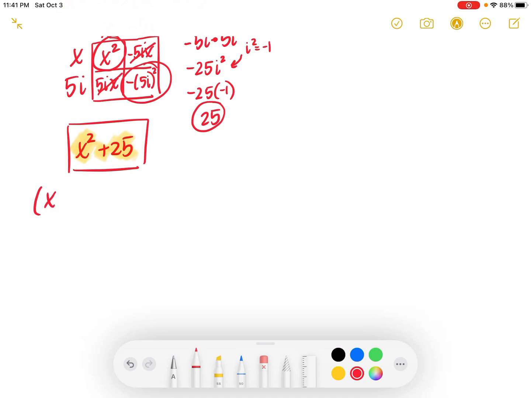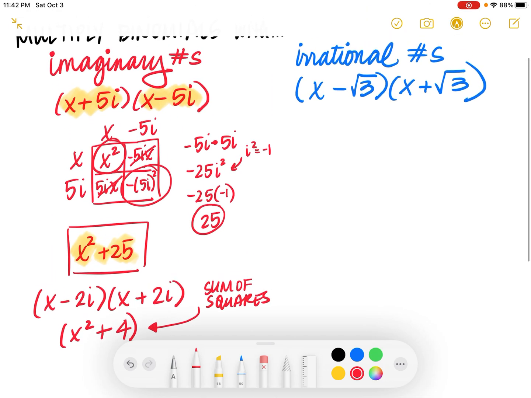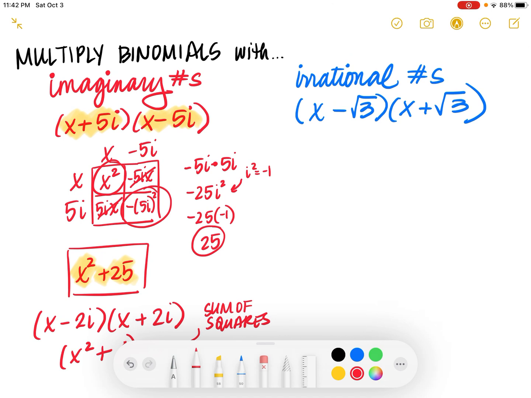Let me give you one more example of that. And I'm going to make this one a little bit quicker. If I had x minus 2i and x plus 2i, well, if I see that as a sum of squares, I know that I had x squared because that's the first term squared, and 4, because that's that second term 2 squared, but they were added together instead of subtracted. So that is a pattern you don't necessarily have to memorize, but it's nice to recognize. Okay, so that's imaginary numbers.